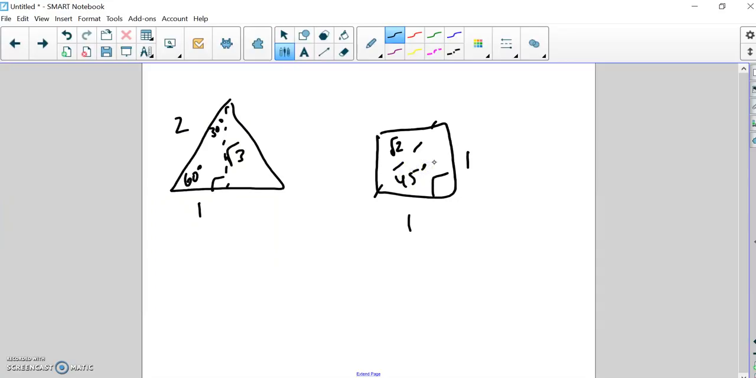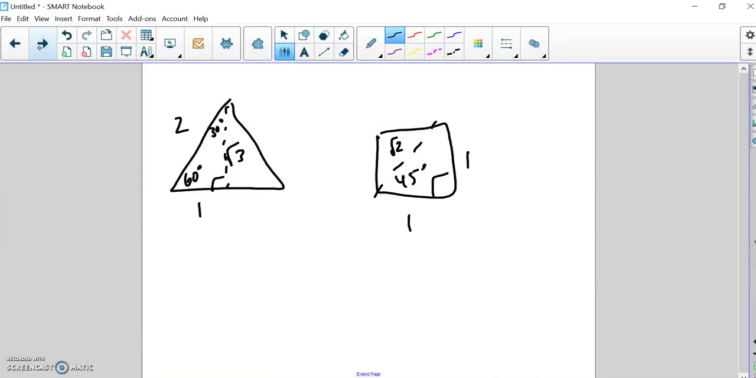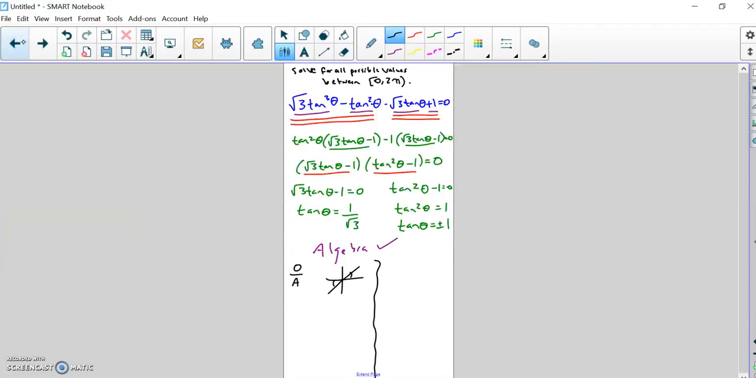Okay, and if we're trying to find a tangent value of 1 over root 3, remember, that's opposite over adjacent. So if I look at the 30-degree angle right here, its opposite side is 1, and its adjacent side is square root of 3. Okay, which means these little angles right here are 30 degrees, or in other words, in radians, they would be pi over 6.